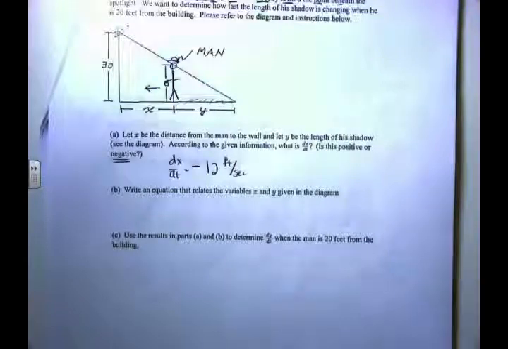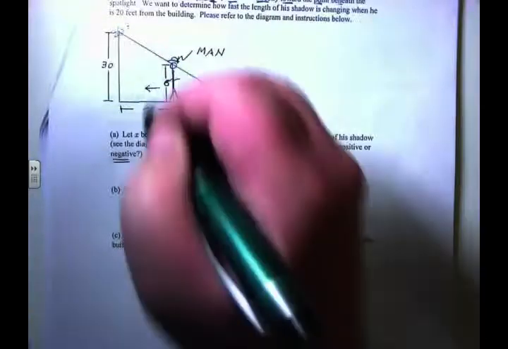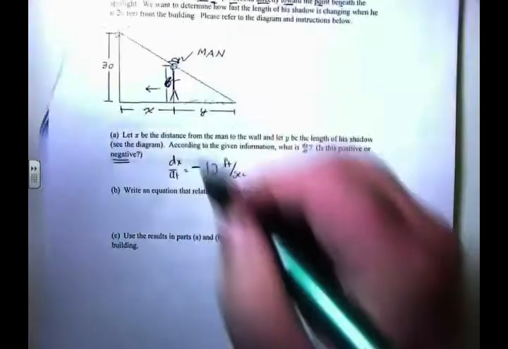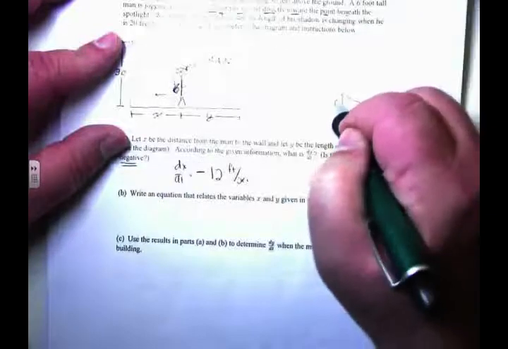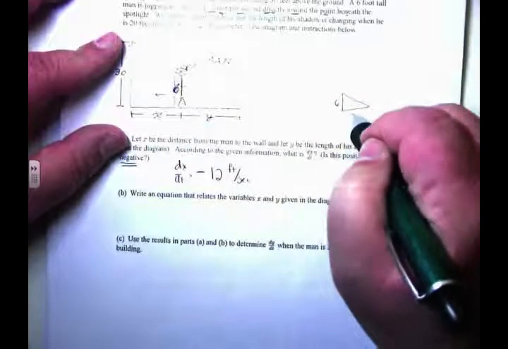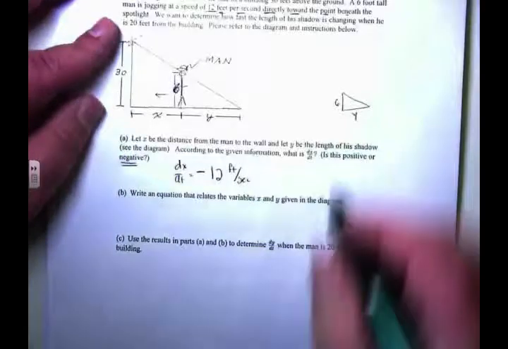Next one, part B. Write an equation that relates the variables x and y to the given diagram. Well, we know this. The dude is 6 feet tall. And what I see here is a little bitty triangle right here where this is 6 and this is y. Does that make sense?